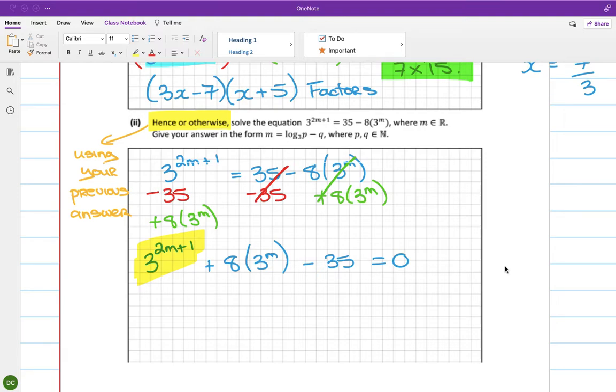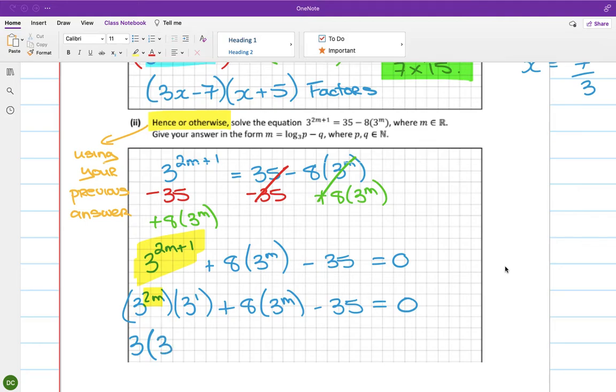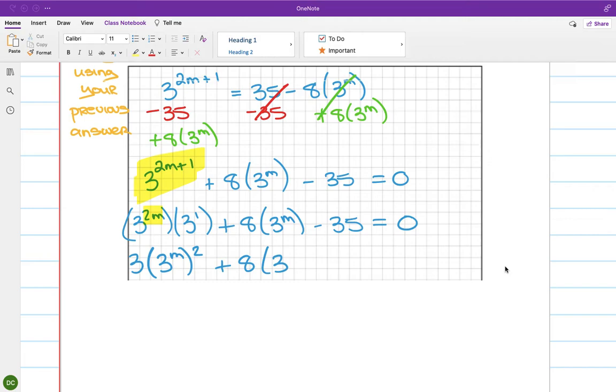So it's going to be 3 to the 2m times 3 to the 1. And the rest I'm just copying down. Bring the 3 to the front and then split up these two. Keep the letter in and the number out. So it's 3 to the 2m, so it's 3 times 3 to the m and then the 2 outside. Plus 8 times 3 to the m minus 35 equals 0. So we do our lets. 3 to the m equal y, which turns this, oh sorry, come on.